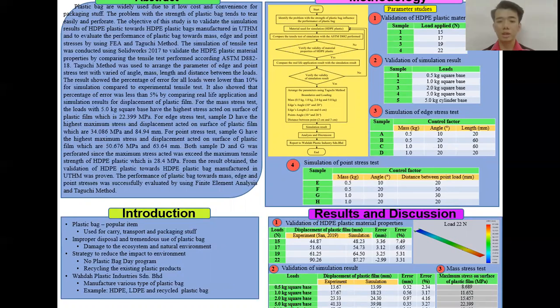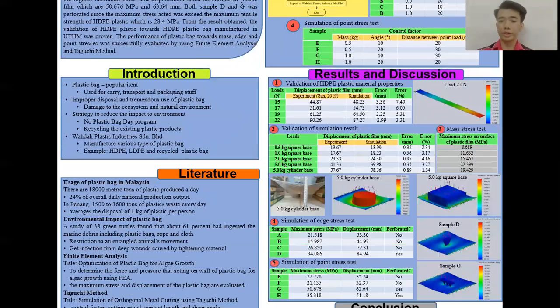And the last one is the simulation of point stress test. There are also 3 different factors used, which are mass, angle, and distance between the point loads. And also, each factor has 2 levels. And the reason why I set this parameter is because it's related to the fish tail and the distance between the fish mouth. Because when we put our fish vertically into the plastic bag, it will cause a force acting on the bottom of the plastic bag. So, continue to the result and discussion.